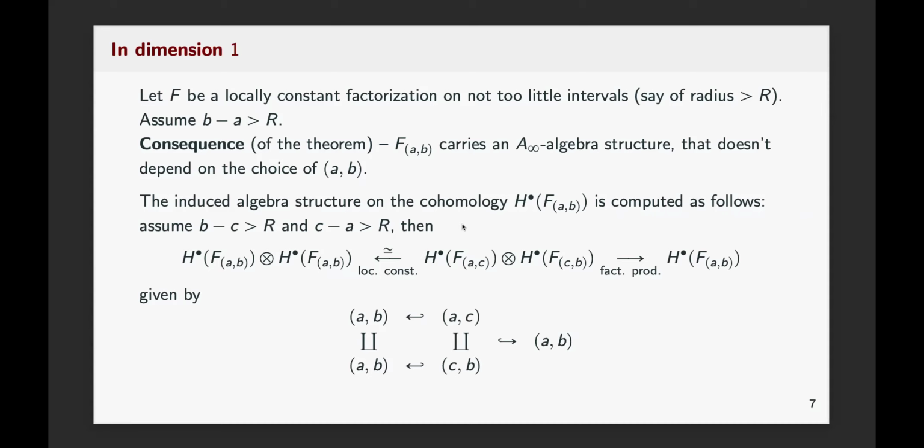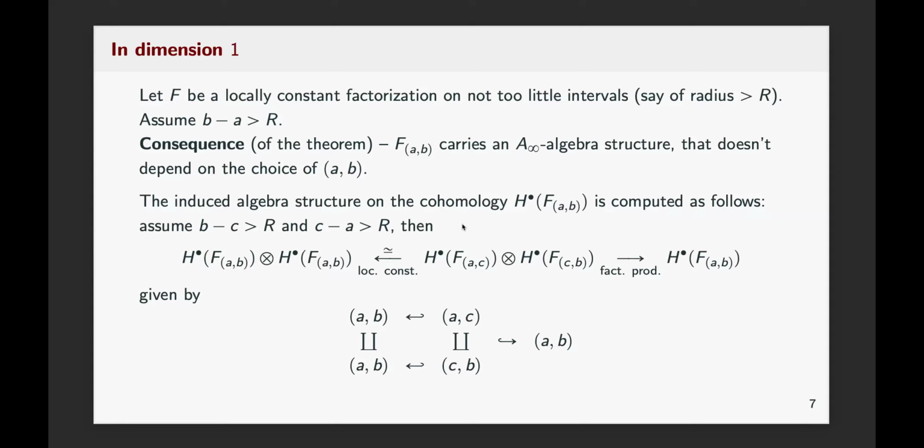So let's see what happens in dimension 1. We have a locally constant prefactorization algebra on, we call this not too little d, so not too little involved in there. It's valued on intervals of radius at least r, so size at least 2r.